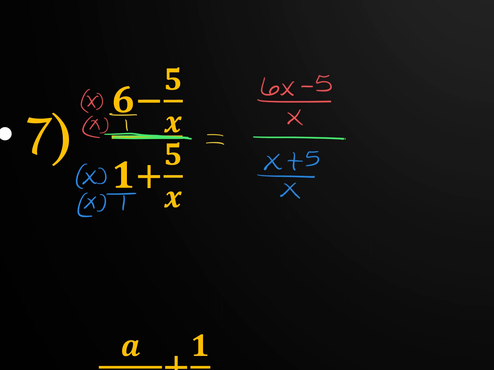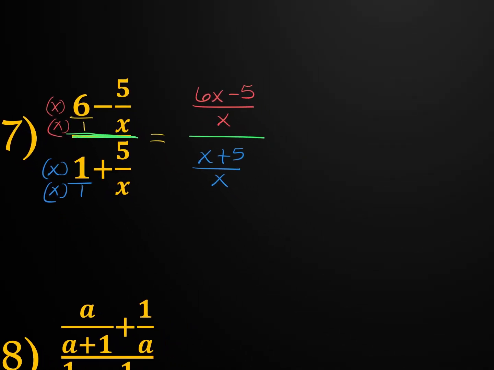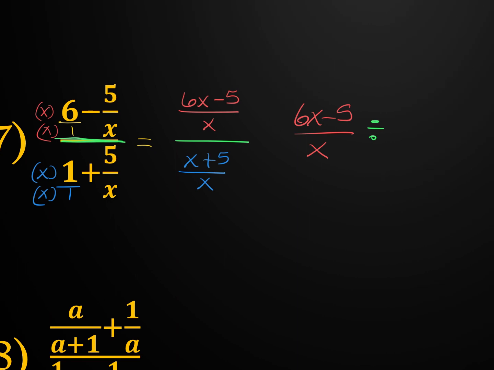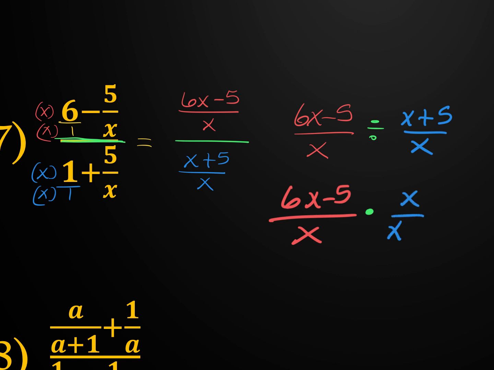Now I have it simplified. I subtracted the numerator, I added the denominator, and now I'm going to turn it to a division problem. So now I'm going to do the red, (6x minus 5) over x divided by (x plus 5) over x. I'm going to keep change it. So (6x minus 5) over x, change it to multiplication, flip it upside down.